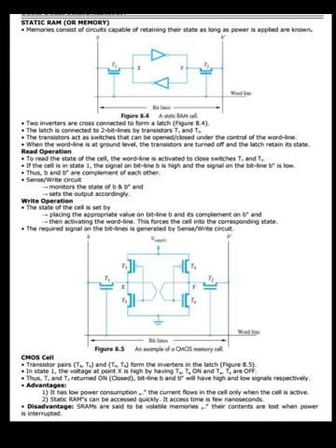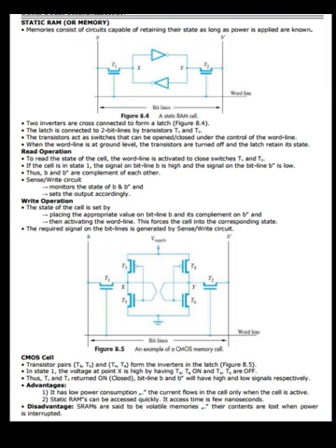Now let us see static RAM or memory. Static memories consist of circuits capable of retaining their state as long as power is applied. Two inverters are cross connected to form a latch. See figure 8.4. The latch is connected to two bit lines by transistors T1 and T2. The transistors act as switches that can be opened or closed under the control of the word line. When the word line is at ground level, the transistors are turned off and the latch retains its state. Read operation.